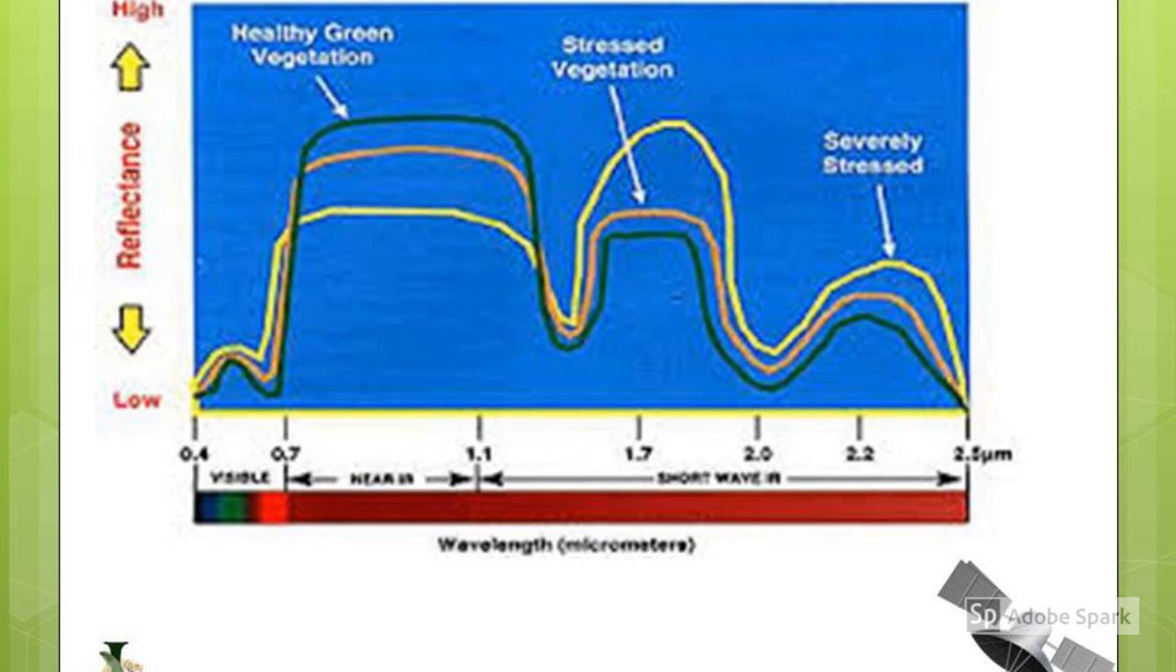In the visible band of electromagnetic radiation, healthy vegetation will have absorption in the blue and red bands because of the presence of chlorophyll. This wavelength ranges from 0.45 μm to 0.65 μm. If the plant turns yellow, it results in less chlorophyll, so there will be less absorption in the blue and red bands.